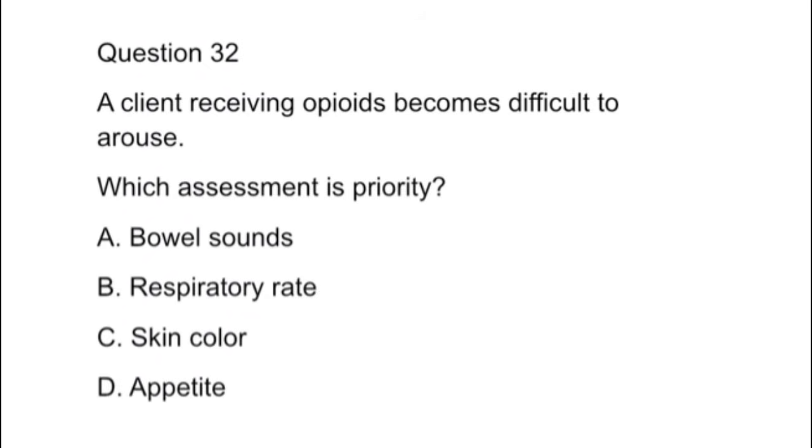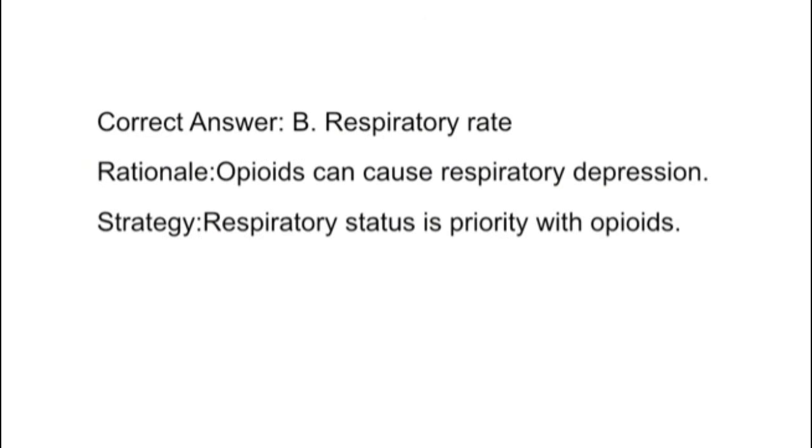Question 32. A client receiving opioids becomes difficult to arouse. Which assessment is priority? A. Bowel sounds. B. Respiratory rate. C. Skin color. D. Appetite. Correct answer, B. Respiratory rate. Rationale. Opioids can cause respiratory depression. Strategy. Respiratory status is priority with opioids.